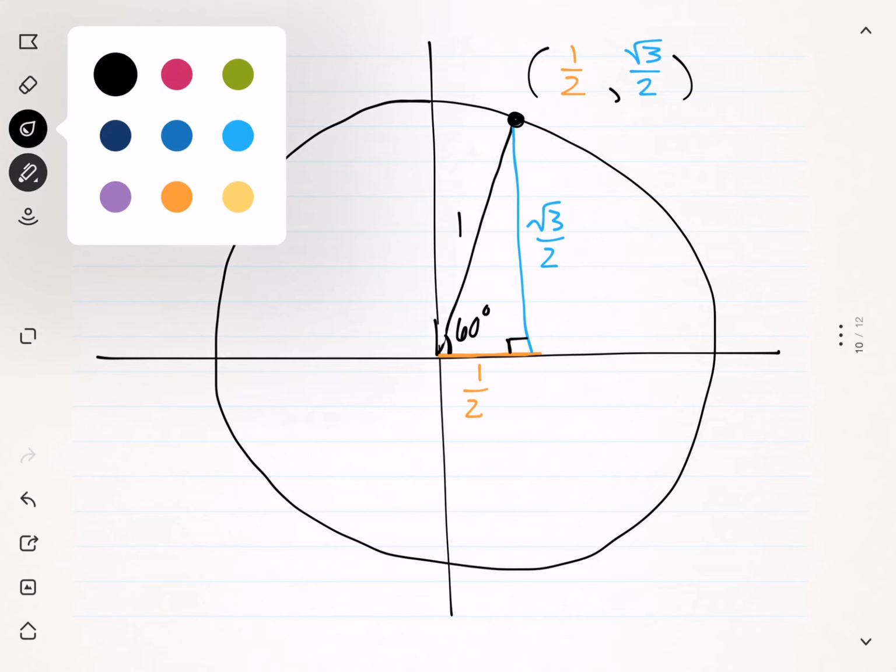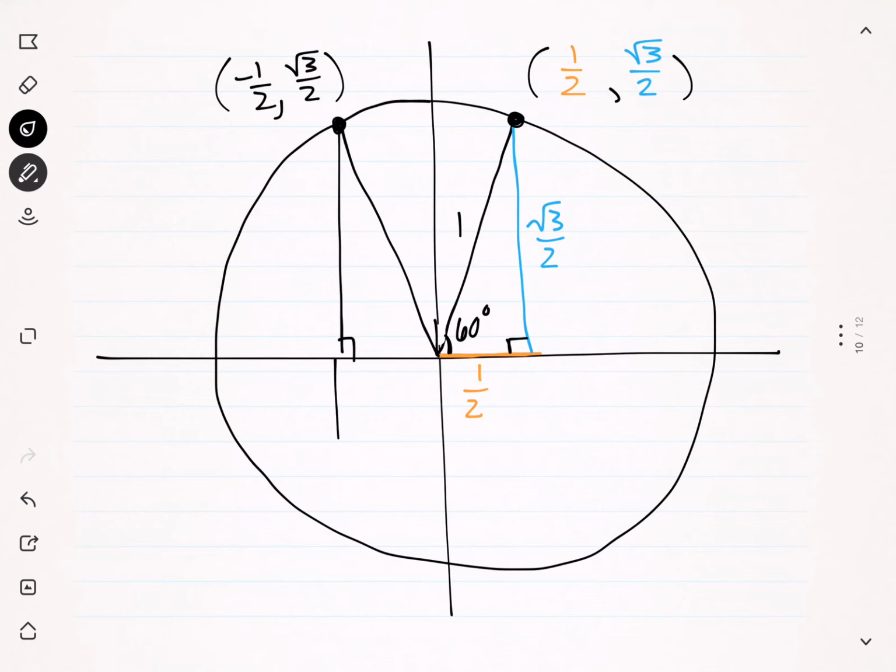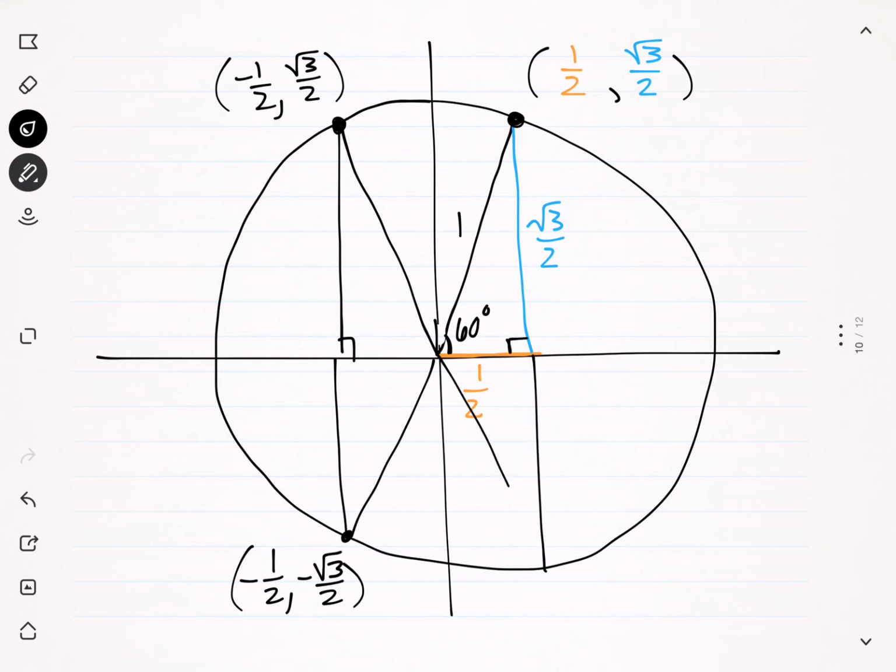Okay, so let's look at the other reference angles. Let's look in quadrant 2 here. Reference angle of 60 degrees, my x is going to be negative, my y is going to stay positive. In quadrant 3, my x and y are going to be negative. So negative 1/2, negative root 3 over 2. And then in quadrant 4, my x is positive, but my y is negative.